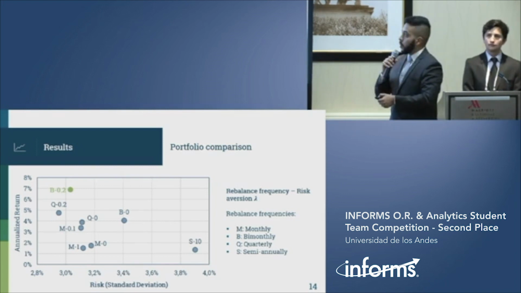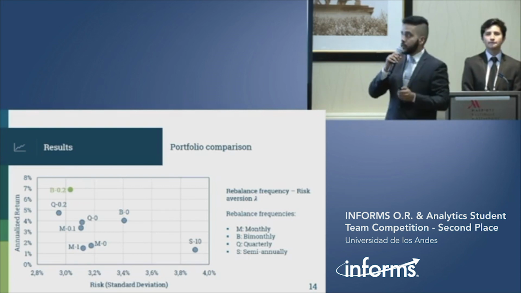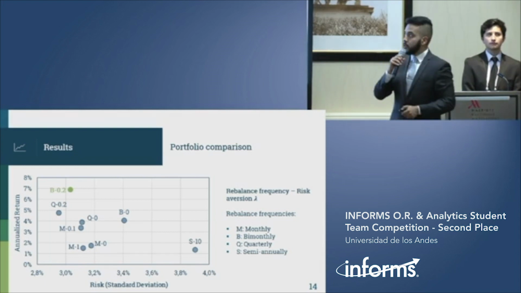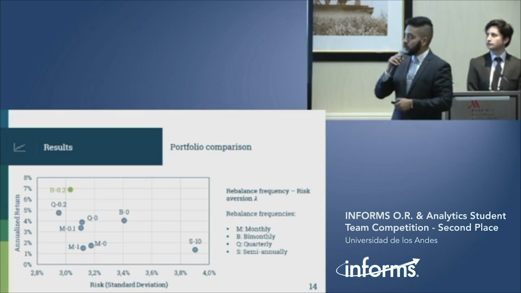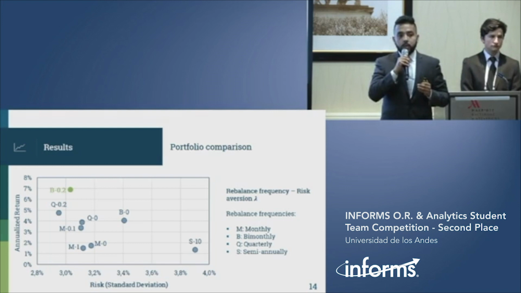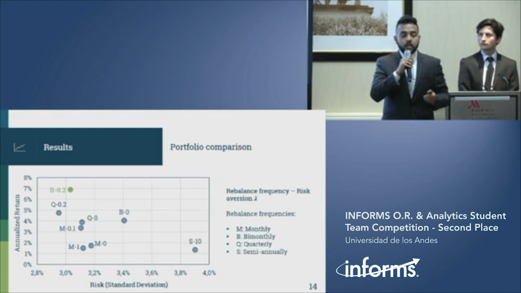As you can see, the green point, which corresponds to a portfolio that is rebalanced every 2 months and has a lambda risk aversion of 0.2, was the most efficient portfolio we ran. It clearly dominates most of the portfolios because it has a higher return with a lower risk, and to decide between it and the quarterly portfolio with 0.2, it was by the Sharpe ratio, which was higher for the green portfolio. So we could build a portfolio that has an annualized return of 6.89% with a risk of 3.03%.